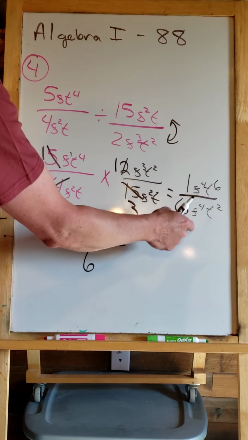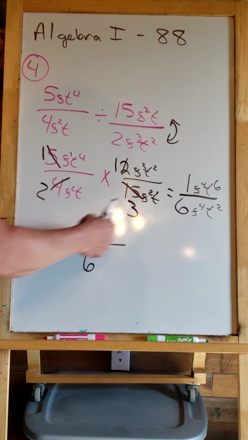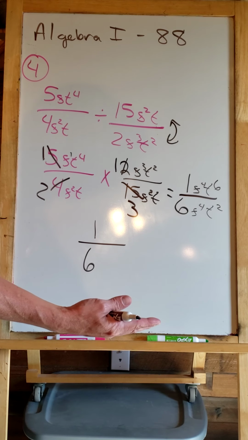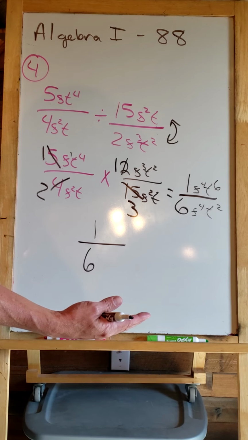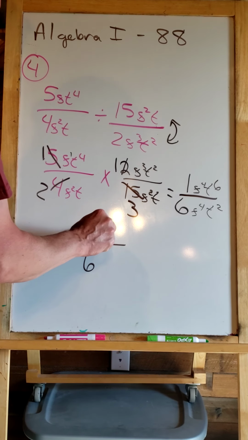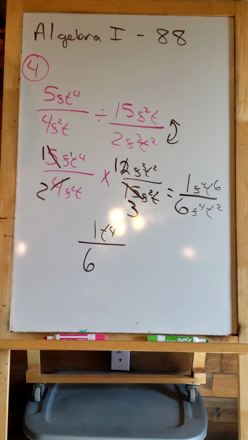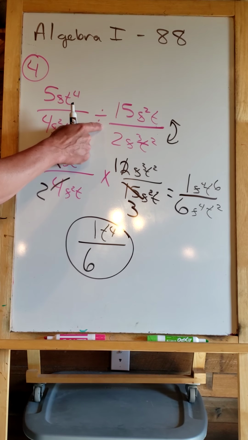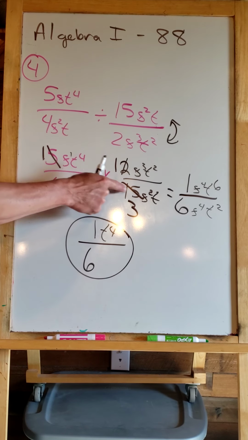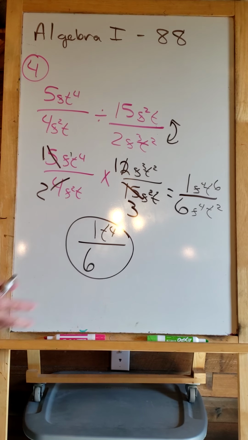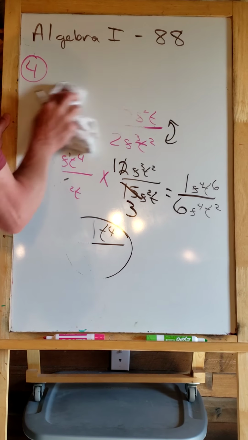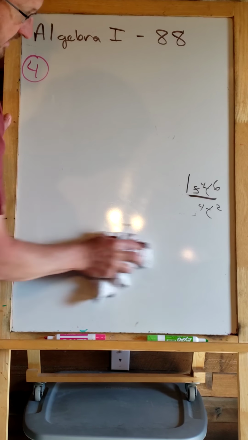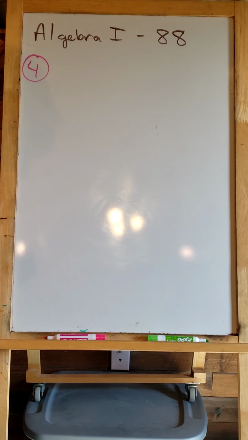Now I need to simplify our variables. 4 minus 4 is 0. So the s is gone. T, 6 minus 2, gives me t to the fourth up top. Okay? Dividing. Make sure you flip that second fraction and then simplify. Okay? So that was 4a. So 4c, it's this combination plus factoring.